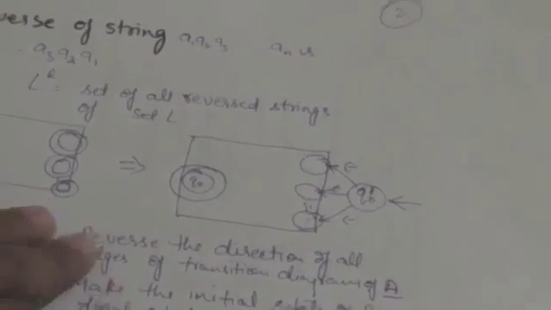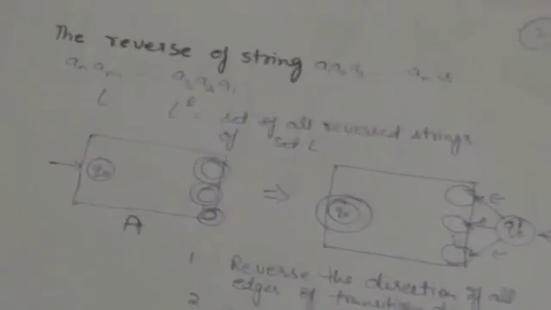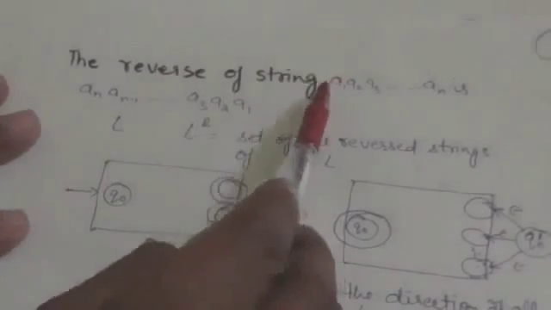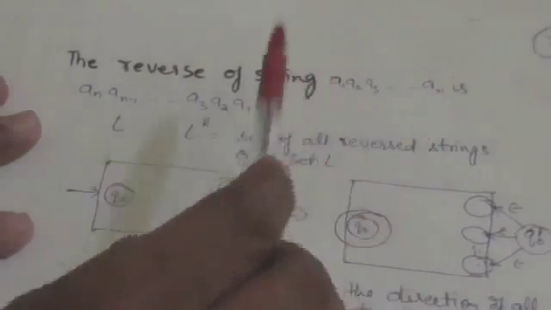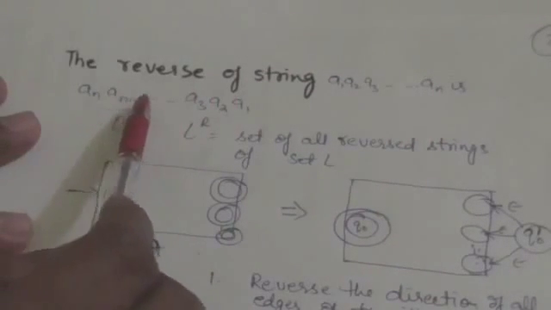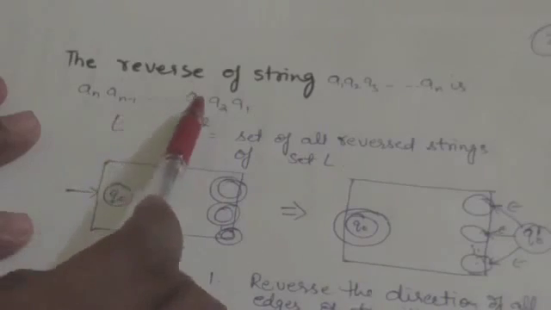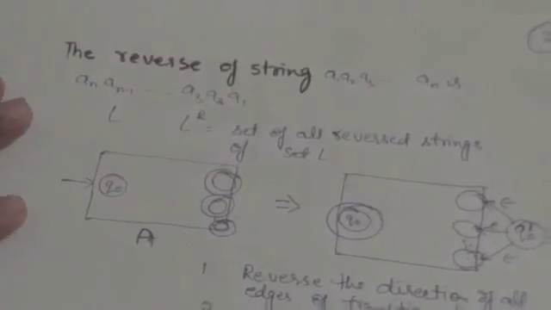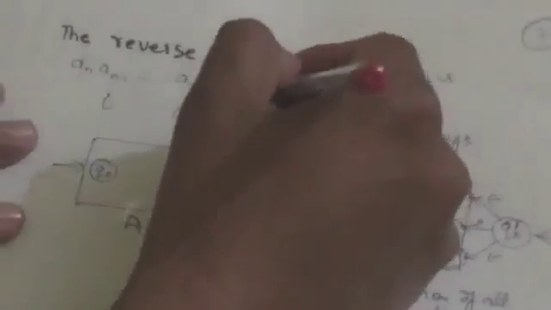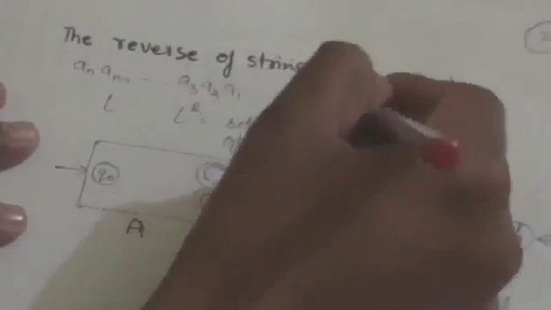Now next is reverse of a string. Suppose there is a string A1, A2, A3 up to AN. Then the reverse of this string would be AN, AN minus 1, AN minus 2 up to A3, A2, A1. So if there is a string ABC, then its reverse will be CBA.